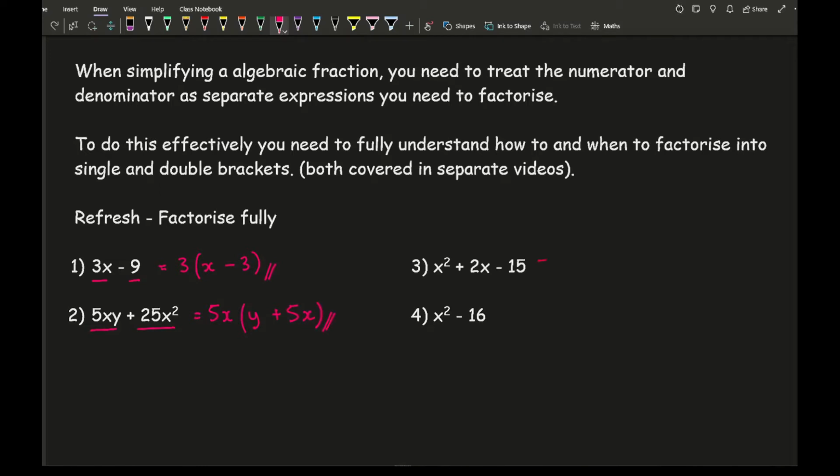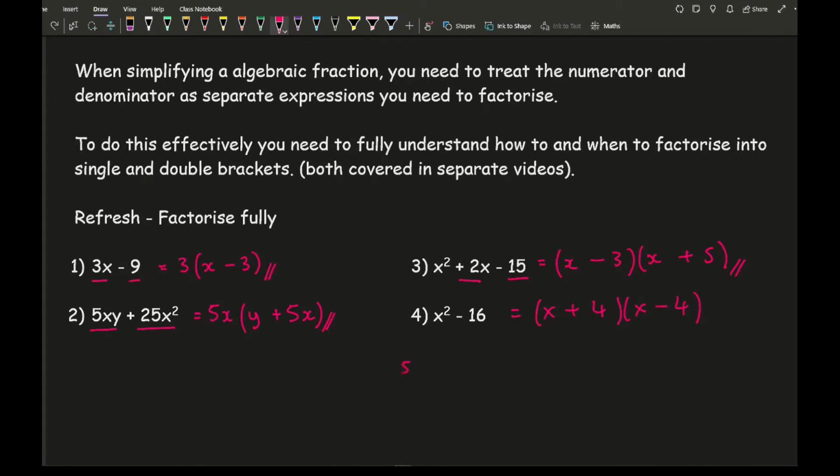For question 3, this involves double brackets. So here I've got to think to myself, what numbers multiply together to give me 15 and added together give me positive 2? My two numbers are going to be 5 and 3, in which my 5 is going to be positive and the 3 is going to be negative. And then finally for question 4, here I've got difference of two squares. So what do I have to square to get x squared? What do I have to square to get 16? It's 4. One's a plus, one is a minus.